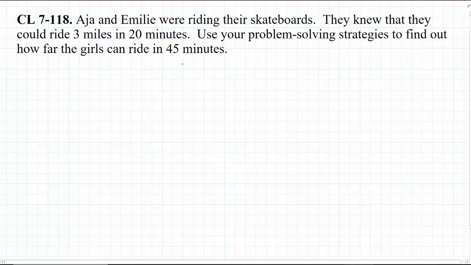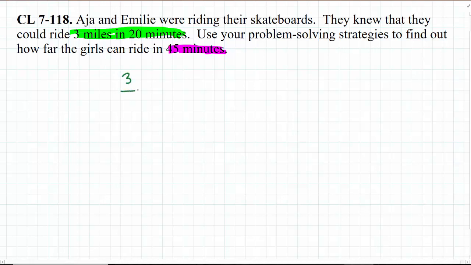Okay, this looks like a simple proportion problem. And remember, proportions are just two ratios that are equivalent. We could write one ratio with this information, 3 miles every 20 minutes. And then what we're trying to figure out is, how far can they go in 45 minutes? And to do that, we'll just go ahead and write the ratio.